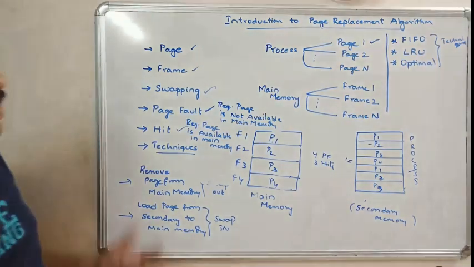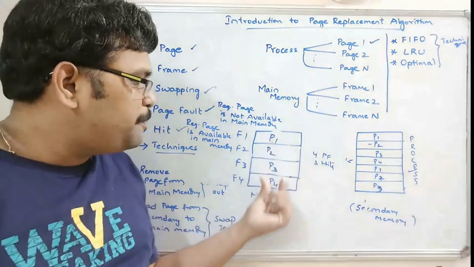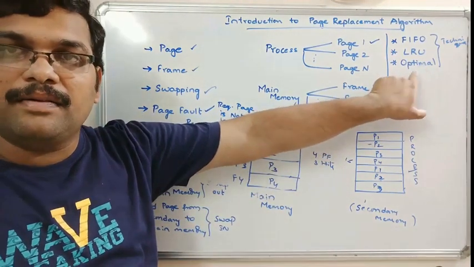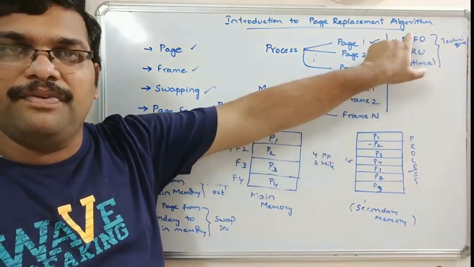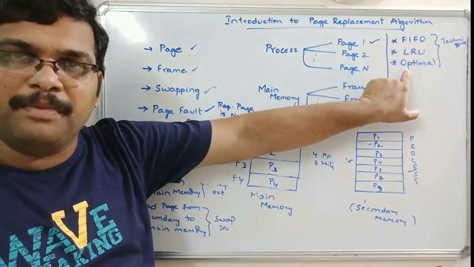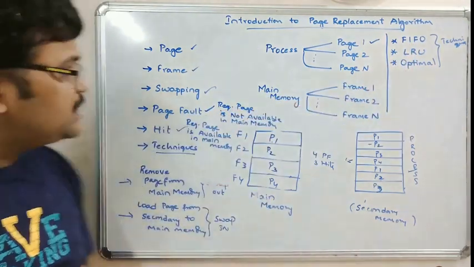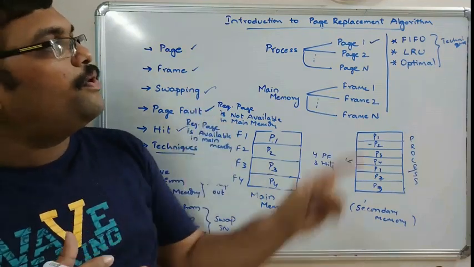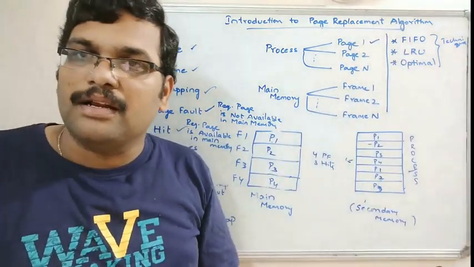Okay, so hope you understood this one. In order to select which page has to be replaced depends upon the technique which we are using, either FIFO, LRU or optimal. So these are the basic terminology which we have to learn before going to these page replacement algorithms.